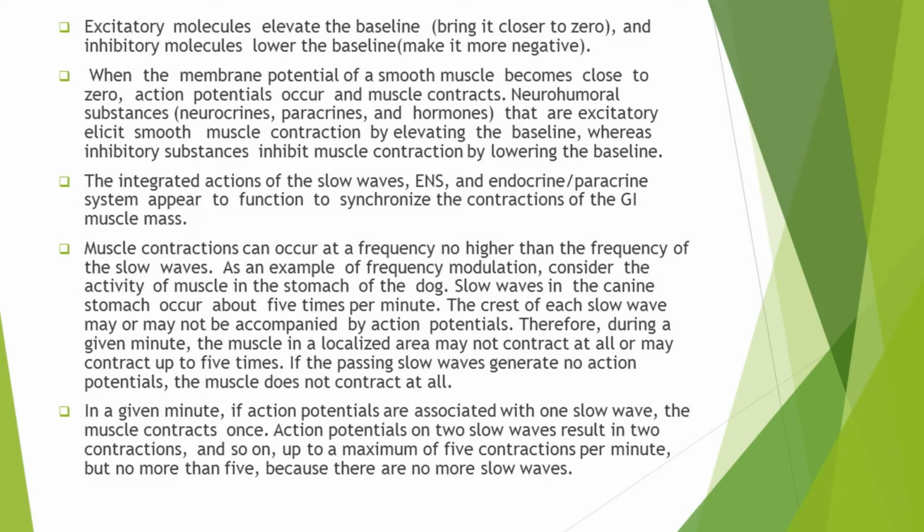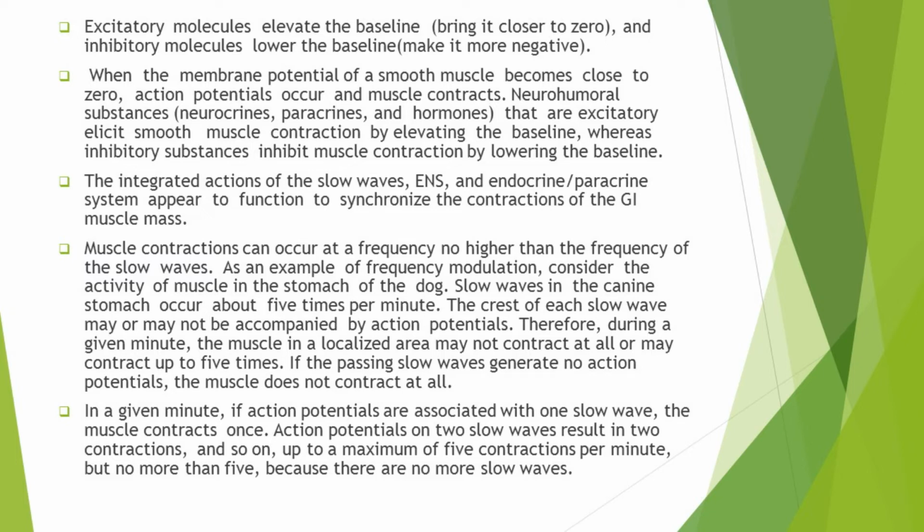the muscle contracts. Neurohumoral substances that are excitatory cause smooth muscle contraction by elevating the baseline membrane potential or resting membrane potential. On the other hand, inhibitory substances inhibit muscle contraction by lowering the resting membrane potential. And in this way, the contractions of gastrointestinal smooth muscle mass are synchronized by the action of slow waves, the enteric nervous system and the endocrine paracrine system.